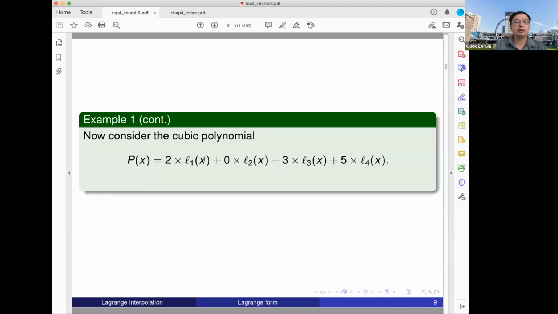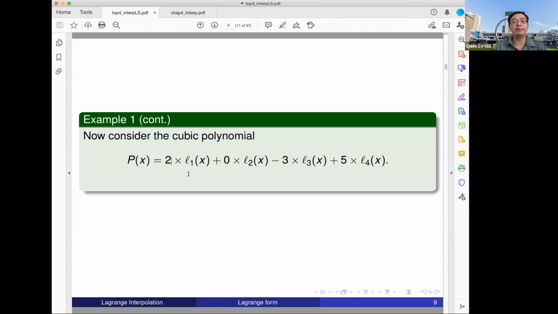and what do I have here? If I plug in x equals 0, then L1 at 0 equals 1, and L2 at 0 equals 0. It's a cubic, yes, correct, because it is the sum of all the cubics, and it satisfies the values. I'm checking now: if I put in x equals 0, then it just equals 2, because L1 of 0 equals 1, and L2 of 0 equals 0, and L3 of 0 equals 0, L4 of 0 equals 0.